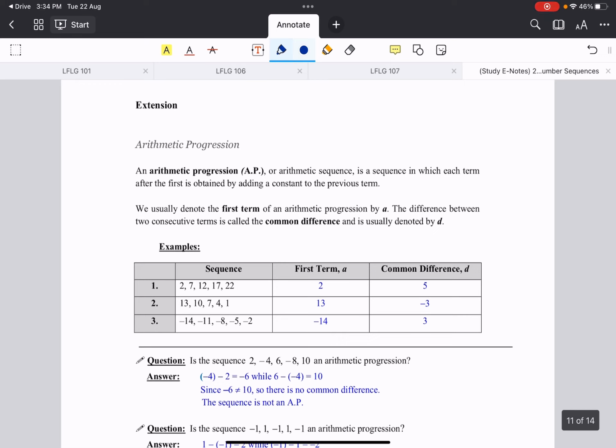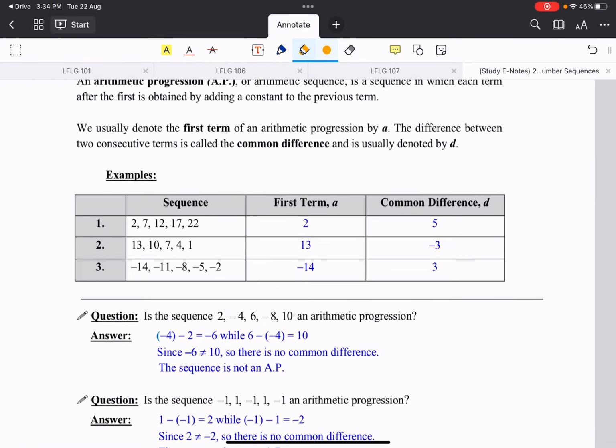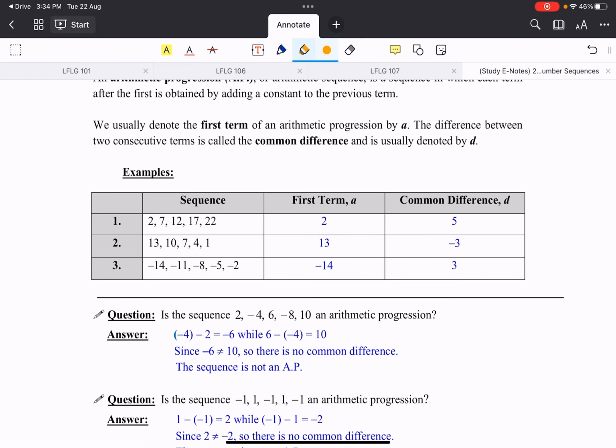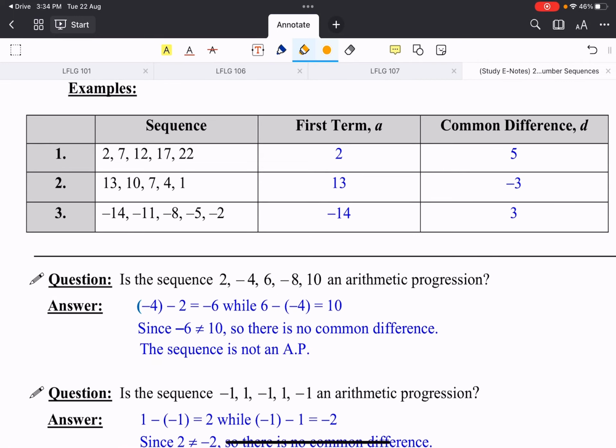Extension. The thing about the common difference is that it has an official name. It is called arithmetic progression. There's actually a proper formula for that. When we keep adding a common difference, we have already dealt with that. Sometimes we need to check: if the sequence does not have a common difference, then it is not considered an arithmetic progression, just like answering the questions here.